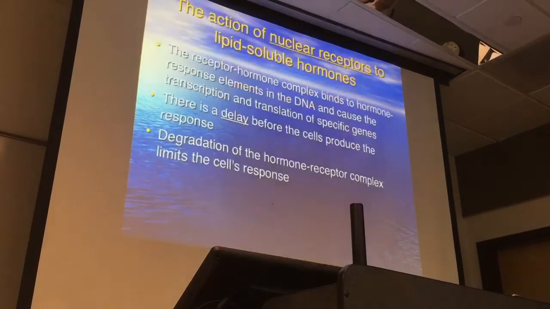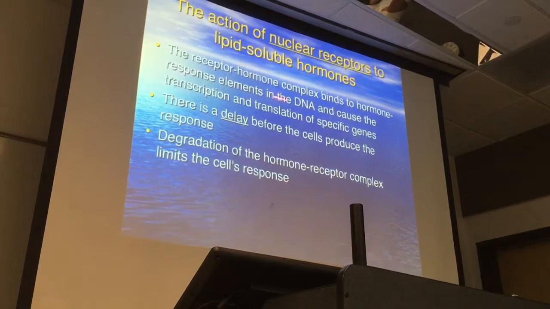Okay. Now we're going to go through this in detail. Okay, we'll start with the lipid soluble first. The receptor hormone complex, when it forms, is going to bind to some hormone response elements in the DNA. There are molecules associated with certain sequences, and that receptor hormone complex binds to it and causes that gene to be transcribed, and eventually it's going to produce a new protein. There's a delay, a significant delay between that hormone going into the cell and before the cell produces a response. Okay?